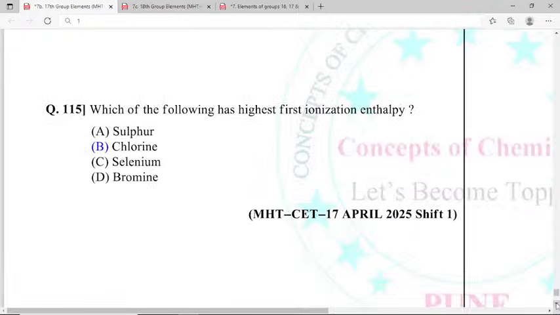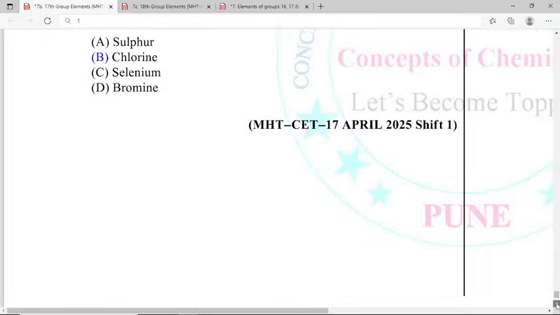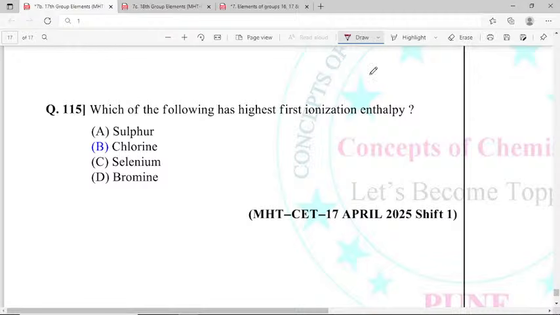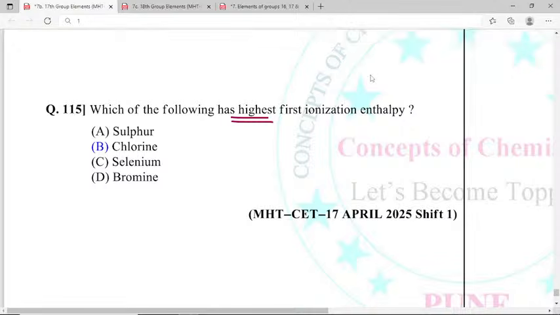Next question. Which of the following has the highest first ionization enthalpy? First ionization enthalpy is highest for chlorine because this is a group 17 element, a halogen. Got it? Chlorine shows the highest first ionization enthalpy.